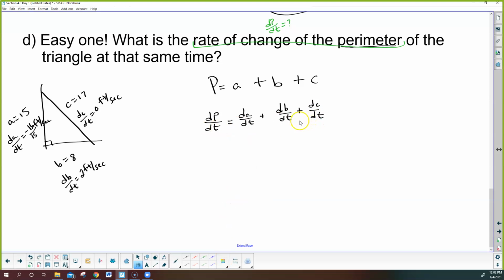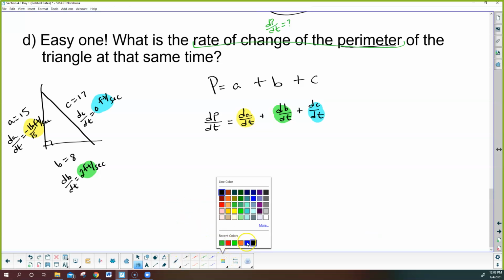Now it looks scary, right? But we know all three of those rates already. They're already given. Part A, we found the rate of dA dt. dB dt was given. And dC dt, that's the one that we had to infer, right? The ladder is 17 feet for the entire trip. So the rate at which the ladder is changing, the ladder never changes, so its rate is 0.